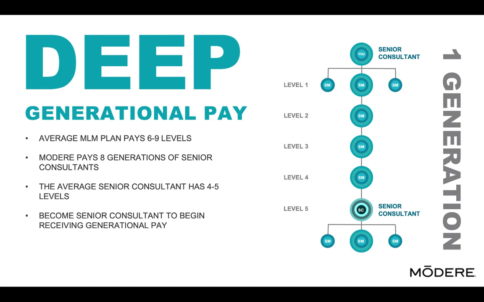If you're paid on 8 generations, the average MLM is 6 to 9 levels. In Modere, 8 generations is the equivalent of 32 to 40 levels of commission. So you're paid way deeper into your organization, 4 to 5 times deeper than you would be in a traditional network marketing business. What that means over time is, for some of you, hundreds of dollars extra, some others thousands, tens of thousands, or hundreds of thousands of dollars extra commissions because you're reaching so deep within your organization.